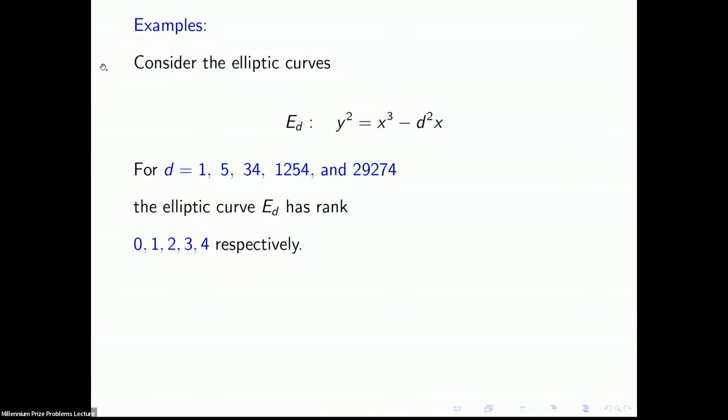So here are some examples. Look at the elliptic curves E_D as on the screen. And for the 5 values of D in blue up there, the elliptic curve E_D has rank 0, 1, 2, 3, and 4, respectively.